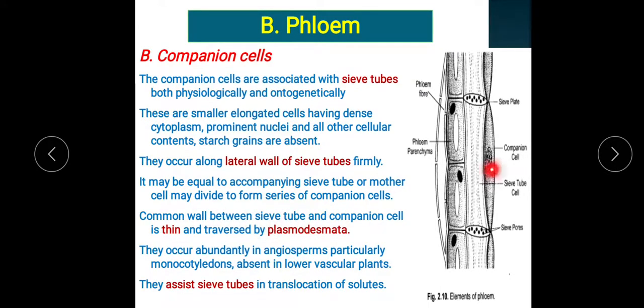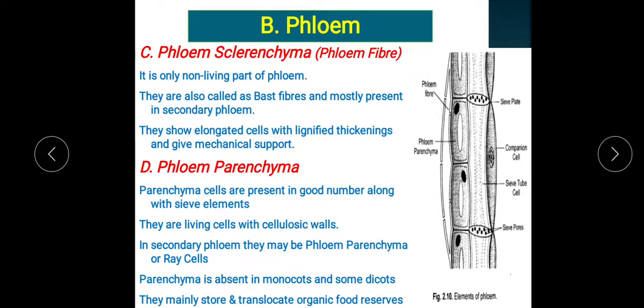The common wall which is present between the companion cell and the sieve tube is thin, and it shows the presence of plasmodesmata through which the cytoplasmic connections are made between the companion cell and sieve tubes. Then companion cells occur abundantly in angiosperms, particularly in monocotyledons, and they are absent in the lower vascular plants such as the pteridophytes and gymnosperms. So companion cells are an advanced character in the phloem, and they assist the sieve tubes in the translocation of solutes. That's why they are called the companion cells.